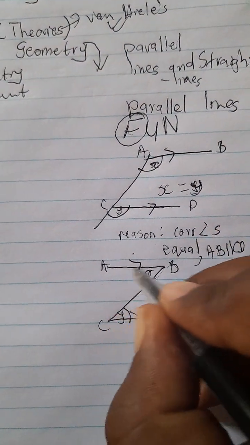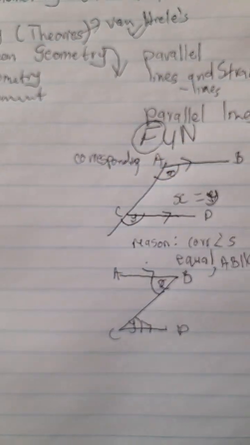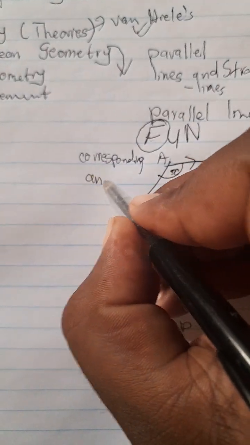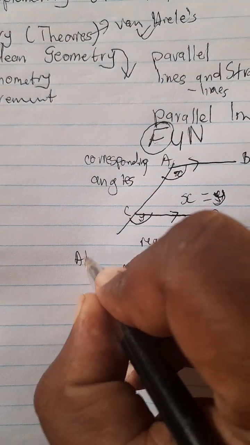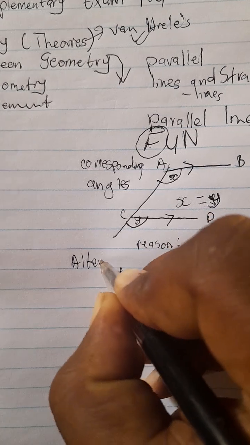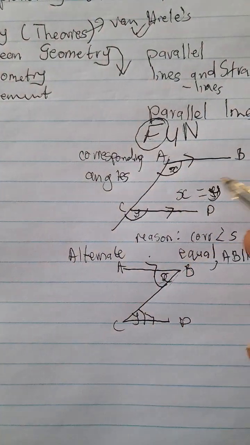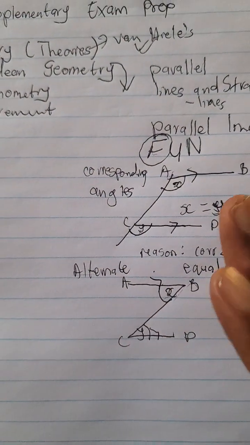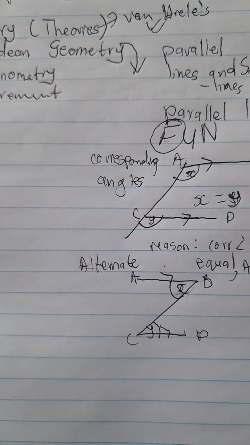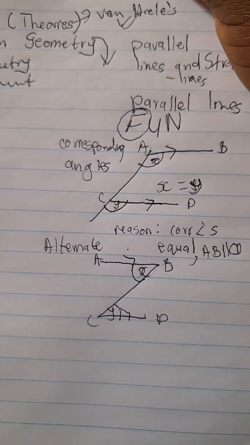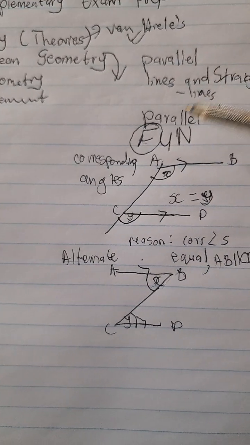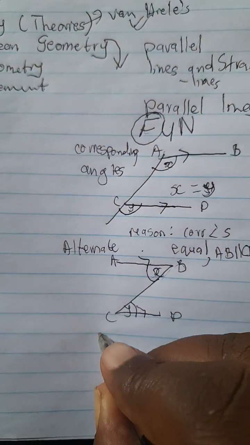So we call that an alternate. Remember, this is corresponding angles. Corresponding angles. And this is alternate. Alternate. So forgive me for my spelling if I wrote it wrong. Yeah, it's alternate actually, guys. Right. So alternate. Then the other one, it forms a U shape.